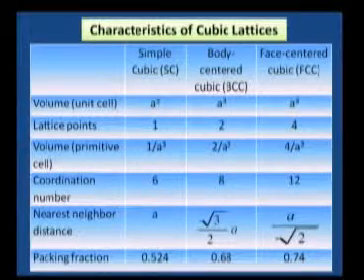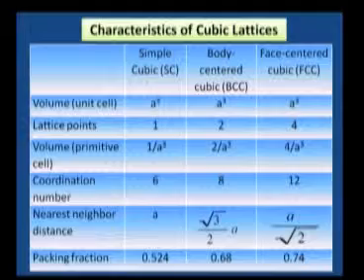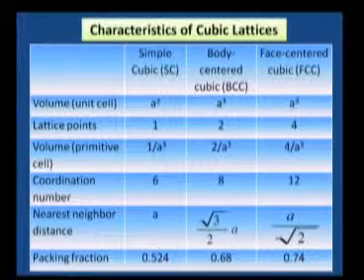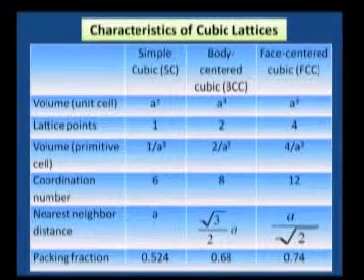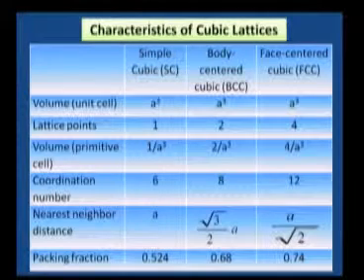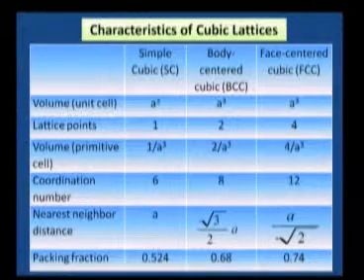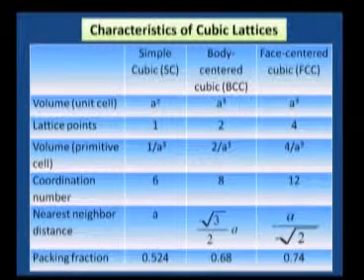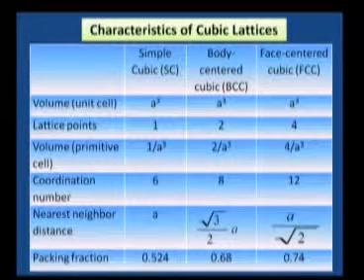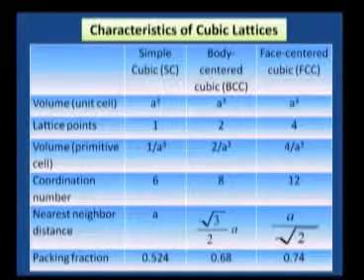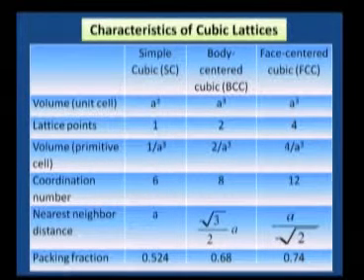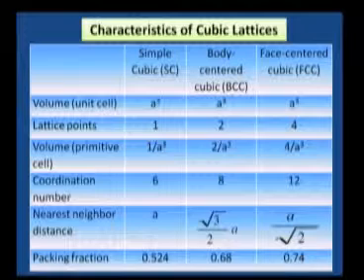The number of lattice points associated with simple cubic is 1. For body centered cubic it is 8 into 1 by 8 plus 1, that is 1 plus 1, 2. Whereas in the face centered cubic you have 6 faces and 8 corners. The contribution from 8 corners will be 8 into 1 by 8. Face centers contribute half each, 6 into half. So, 1 plus 3, 4. So, the number of atoms associated with every FCC unit cell will be 4.